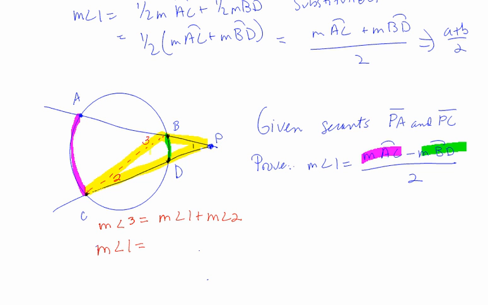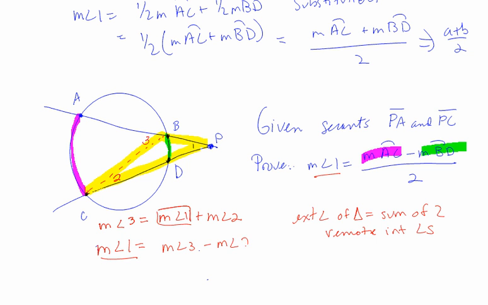Okay. Hopefully you see that angle 3 is an exterior angle. Angle 1 and angle 2 are the remote interior angles. And we know that an exterior angle of a triangle is equal to the sum of the 2 remote interior angles. Now I wanted the measurement of angle 1 to be on the left side to get to the thing that I need to prove. So all I'm going to do is just rearrange this. If I want to isolate the measurement of angle 1, then I need to subtract the measurement of angle 2 from the measurement of angle 3. So that's just the subtraction property of equality.